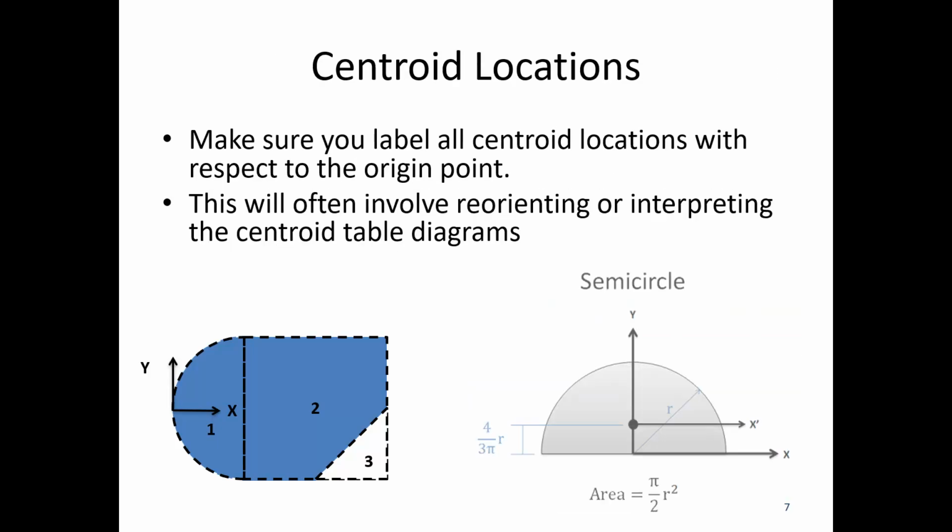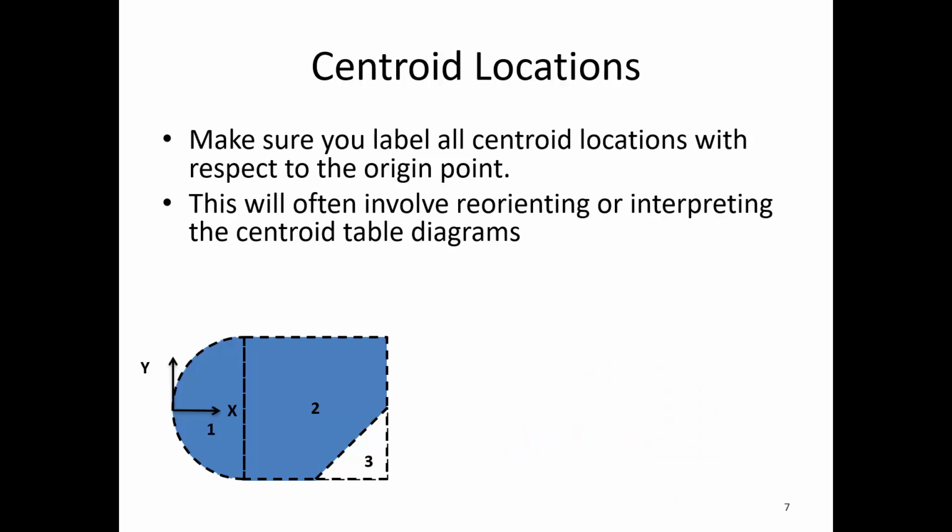Y bar lines up with this axis here. We can also see that X and Y switch because I rotated my shape. So for Y bar, the centroid of the semicircle is going to be somewhere along the x-axis, and so Y bar is going to end up being 0 in my table. All right, so that's shape number 1.